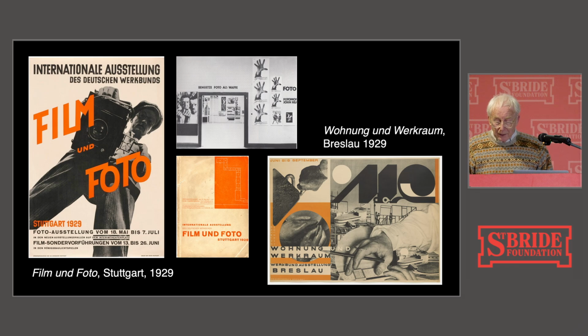So the landmark exhibitions were Pressa in Cologne in 1928, Film and Photo in Stuttgart 1929, Wohnung und Werkraum in Breslau of 1929, with again an outstanding photomontage poster, in this case by Johannes Molzahn on the bottom right, and Kunst der Werbung in Essen, and finally Photomontage in Berlin, 1931.